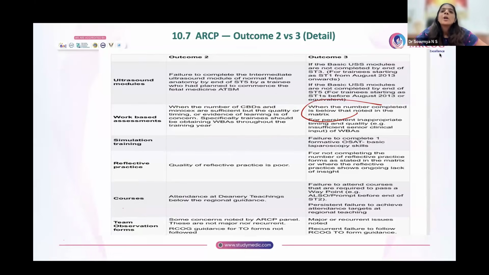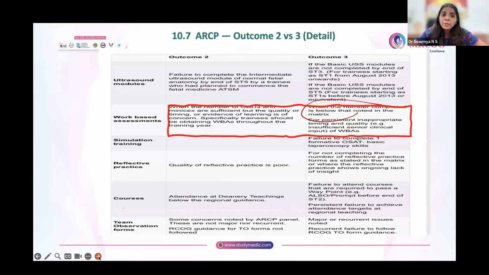For example, you've been called for an emergency. Once you miss, that's an outcome 2. When you repeatedly miss, it becomes outcome 3. I'll tell you what these outcomes are in a while.